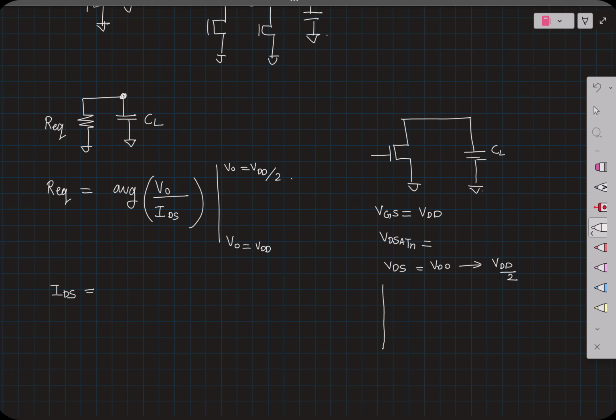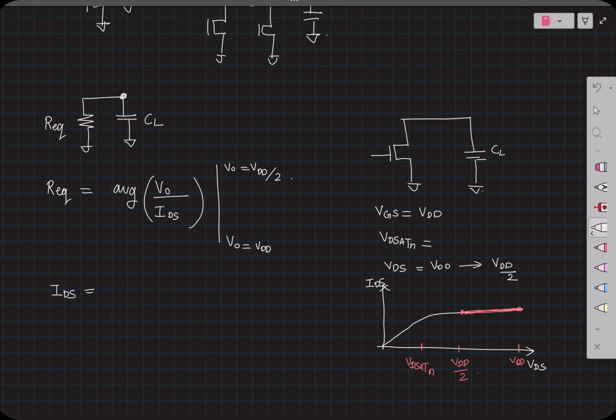So in effect, I am looking at the IDS versus VDS curve, and I am interested in the region in the currents from VDD all the way to VDD by 2. Okay? And you are likely to have your VDSAT. So I'm assuming that this is a short channel transistor. You're likely to have your VDSATn smaller than VDD by 2. Right? That means your transistor is going to be in velocity saturation.